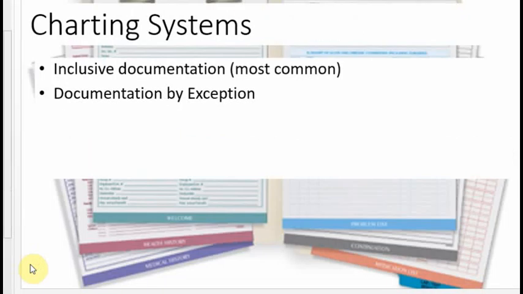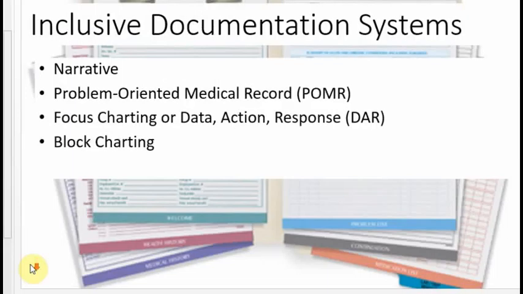Different systems: inclusive documentation is the most common, and documentation by exception. So an inclusive documentation system. We have a narrative. The narrative is telling the client's story chronologically in writing, with facts only and using sound judgment and professionalism. This is the most traditional way of documenting client information. The major disadvantage, though, of narrative documentation is that it's quite wordy and can be quite time-consuming. This client form may stand alone or be used with other tools such as checklists and flow sheets. It's an extremely important section of the client's health record that detects changes in a client's condition and resulting interventions.